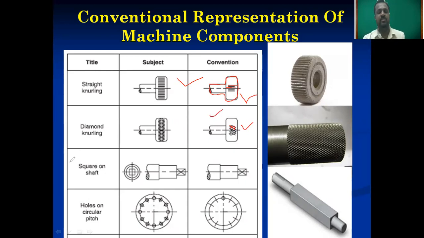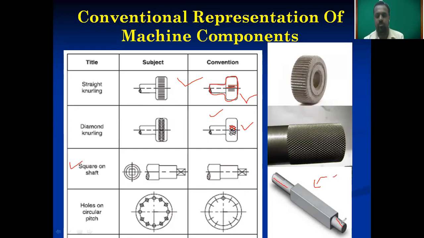Okay, now see here, the next title is square on the shafts. See, this is one shaft, and on that shaft we are providing a square. Why are we providing the square on the shafts? The purpose behind that is to avoid slip. To avoid the slip, we provide this square on the shafts.